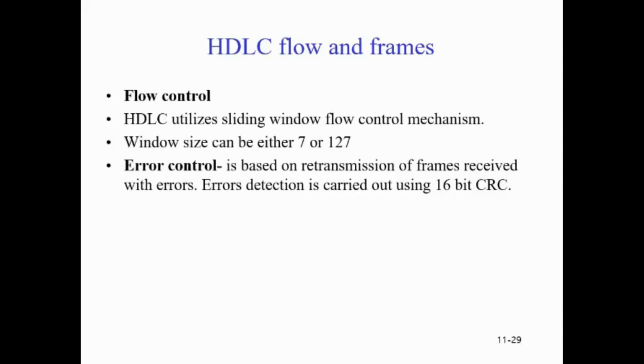So let's move on and talk about HDLC flow and frames. First, HDLC flow control. HDLC utilizes a sliding window flow control mechanism, and the window size can be either 7 or 127. Error control is based on retransmission of frames that arrived with errors. Error detection is carried out using a 16-bit CRC.